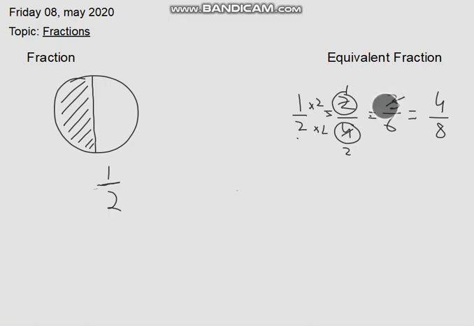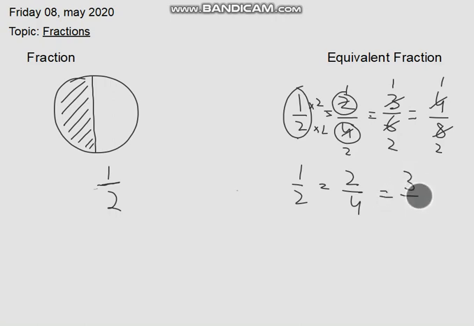If we simplify this, 3 1s are 3, 3 2s are 6. Again, we are getting this number. If we simplify this one, 4 1s are 4 and 4 2s are 8. Again, we are getting 1/2. So all of them are equivalent fractions of 1/2. We can simply write it 1/2, 2/4, 3/6, and 4/8. I think fraction and equivalent fraction are clear.